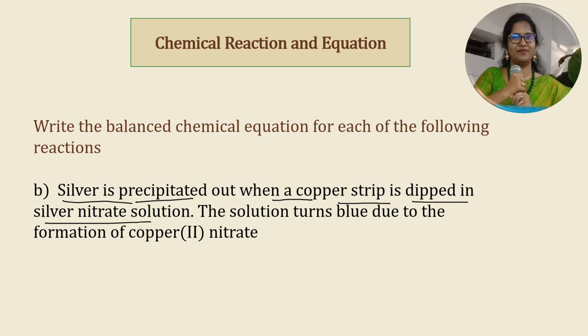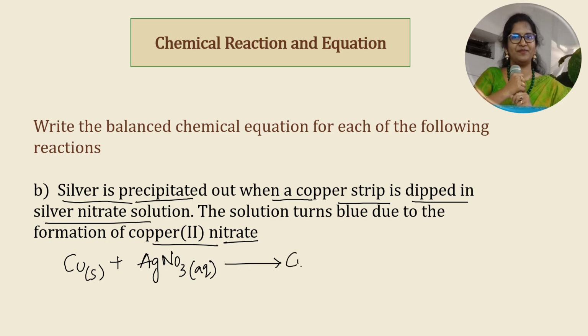So first we will finish till here. What is said here? Silver is precipitated out when a copper strip is dipped in silver nitrate. So first write down copper, which is a solid. That copper is dipped in which solution? Silver nitrate, that is AgNO3 solution, right? Solution means aqueous. So what is it giving? The solution turns blue due to formation of copper nitrate.